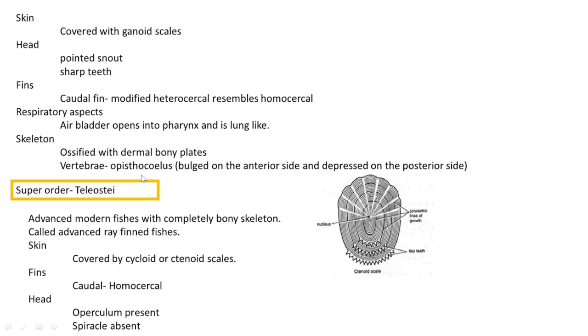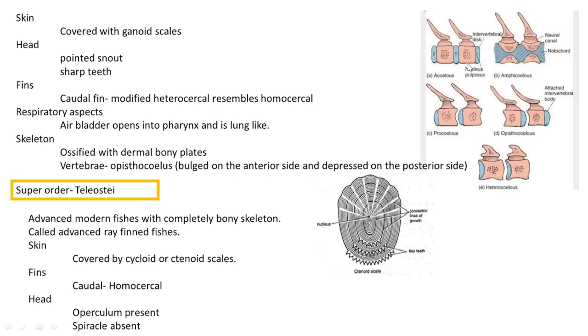Then vertebrae is opisthocoelous. Opisthocoelous means what? It is bulged on anterior side and depressed on the posterior side. Opisthocoelous vertebrae, I will show the image. This is the image of different types of vertebrae. And I am explaining opisthocoelous. What do you mean by opisthocoelous? Its image is shown here.